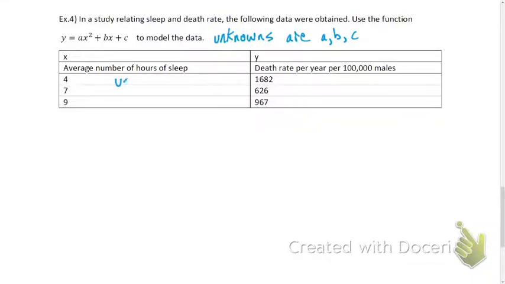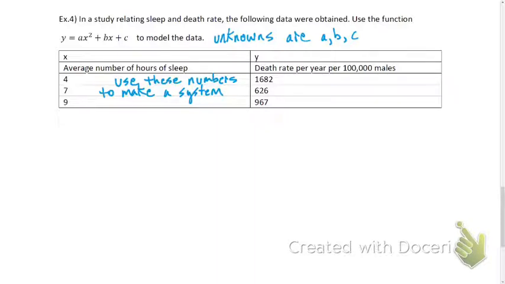And we're going to use these numbers to make a system. So we have our basic formula up there, y equals an equation with no numbers, but yet we have numbers in this table. So if we plug all those numbers in, we'll have 3 equations.